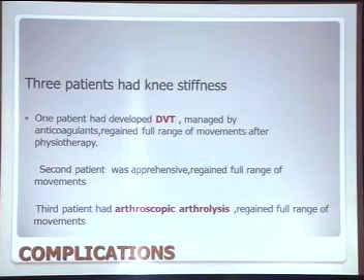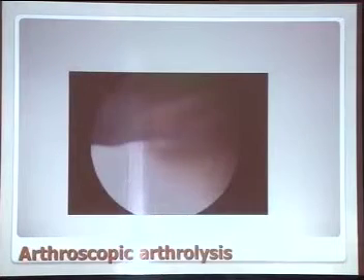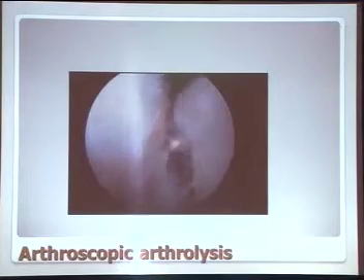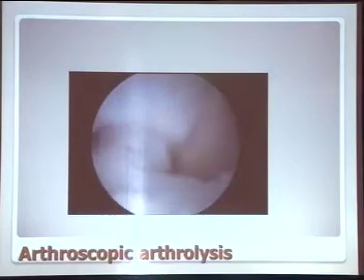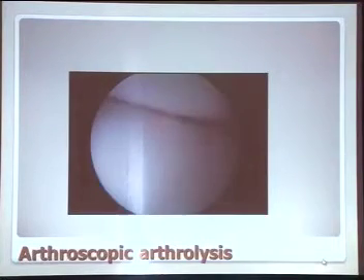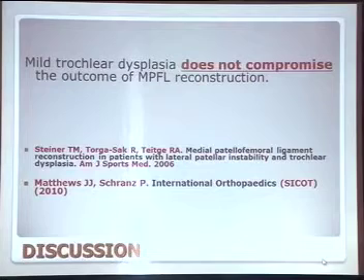And 3 patients had stiffness, where 1 patient had developed deep vein thrombosis, which was managed with anticoagulants, and regained full range of movements after physiotherapy. The second patient was apprehensive but regained full range of movements after 9 months. 1 patient underwent arthroscopic arthrolysis because we could see some fibrous band in the medial gutter, which was removed arthroscopically, and the patient regained full range of movements. And in our series, there are 4 cases of mild trochlear dysplasia, which however does not compromise the outcome of MPFL reconstruction, which is also shown in some other literature.